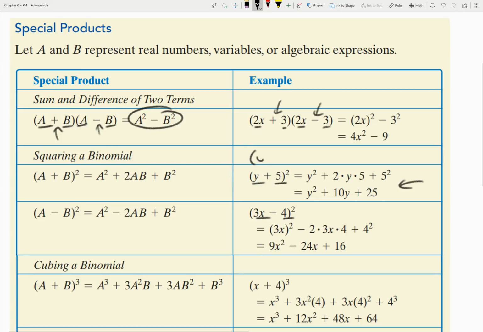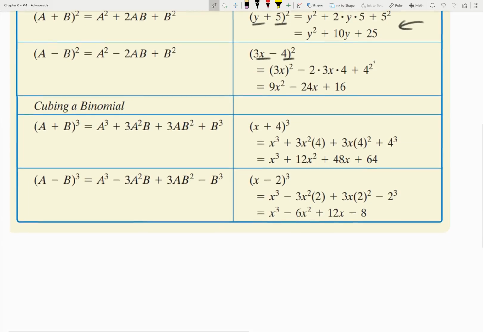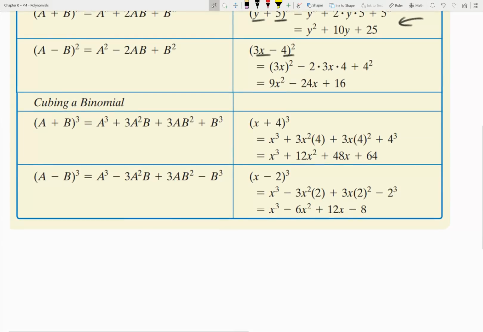You could, of course, just multiply it out twice, and look, there's my y squared, there's one y times 5, there's another y times 5, and there's my 5 squared. So this does work either way. Remember, we're just trying to be more efficient. Now, the one you might want to try to remember is cubing a binomial.